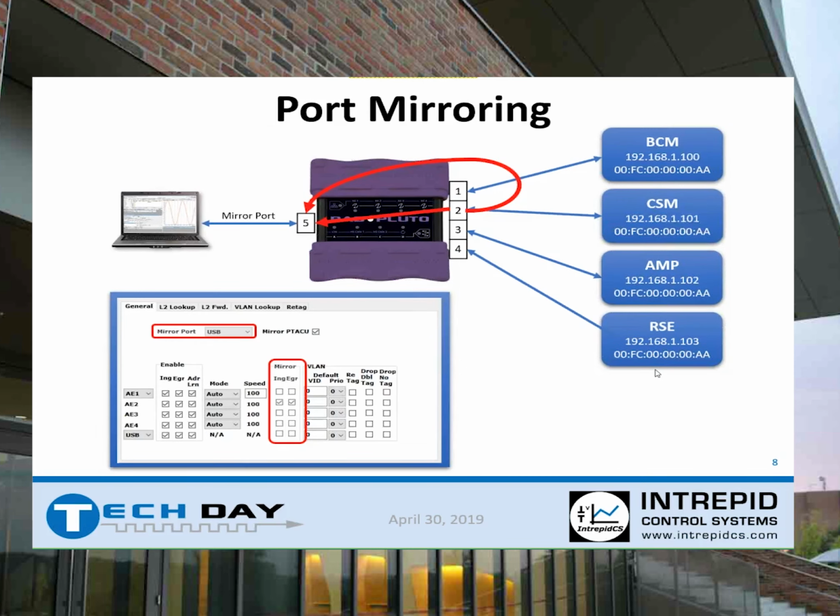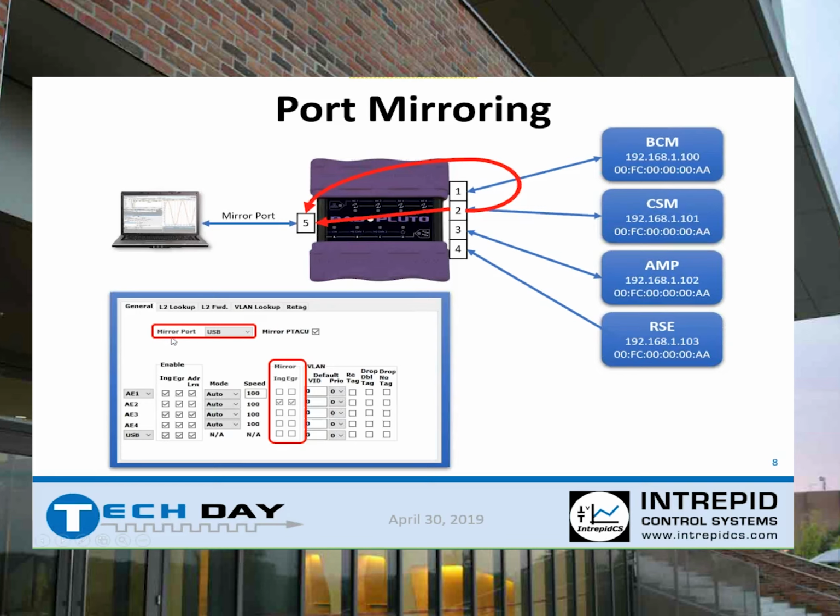Another simple configuration is port mirroring. I'm showing on the screen here, I have 4 different devices: the body controller, center stack amp, and rear seat entertainment. And let's say I want to see traffic only on certain ports, and maybe even only in certain directions on certain ports. You can do that with this configuration.